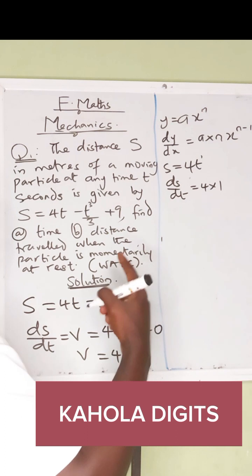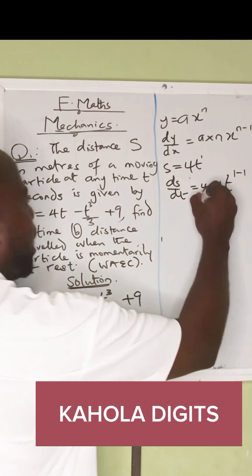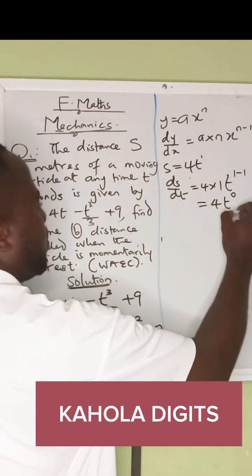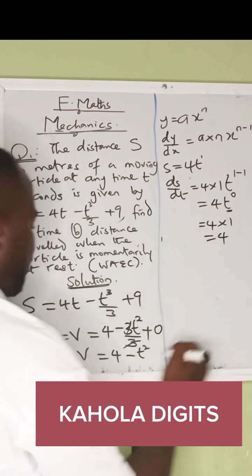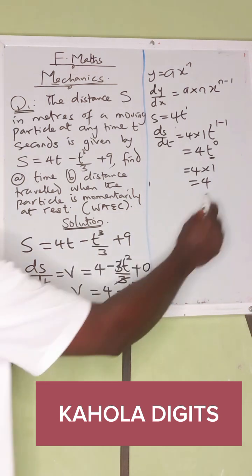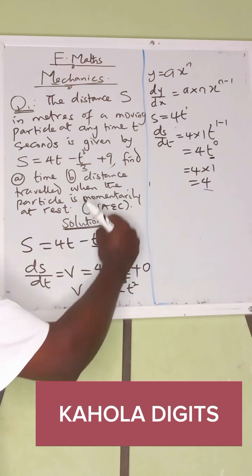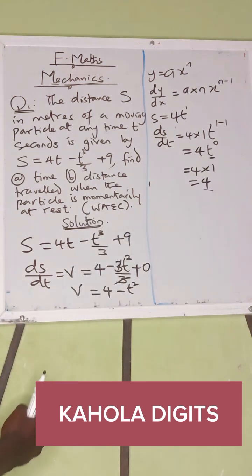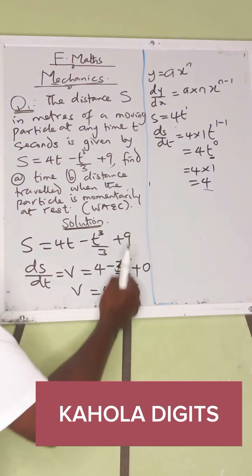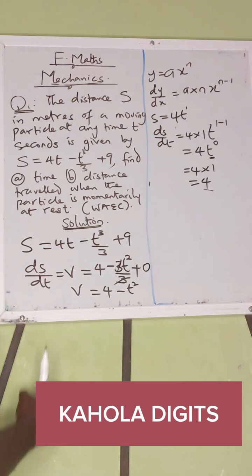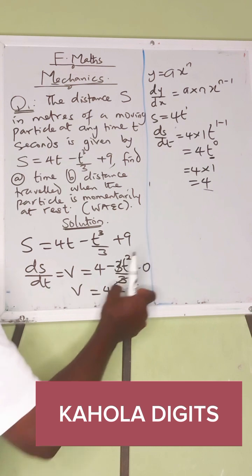t raised to the power 1 is t, then multiplied by t raised to the power 1 minus 1. So that gives us 4t^0, and t^0 is 1. So that gives us 4 times 1, which is 4. So differentiation of 4t is 4. The same thing is applicable to minus t^3/3. We multiply 3 by the coefficient of t^3, which is minus 1/3. That gives minus 3t^2/3, and 3 cancels 3, then we have t^2. So dx/dt is velocity, which is 4 minus t^2.